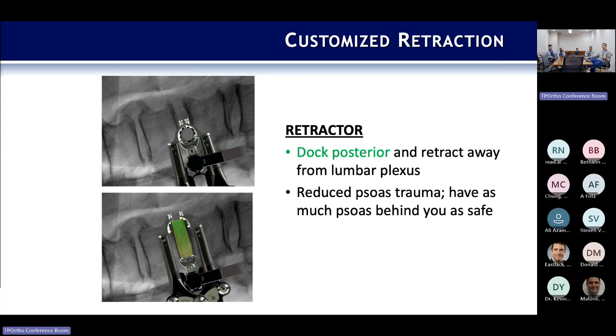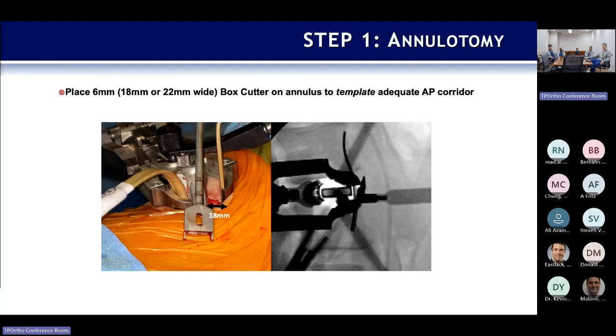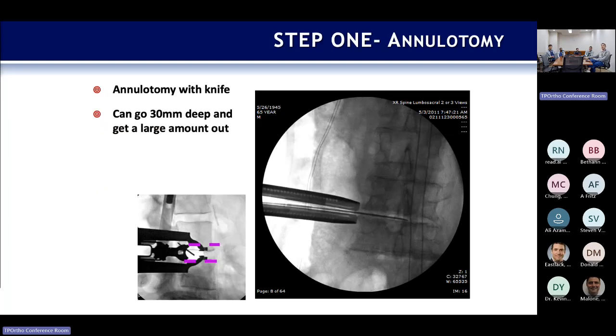So just before you get going, you want to make sure that you have the right window so that you can actually do the procedure you need to do. You can check it with a box cutter or a trial to make sure that the window's big enough. We typically turn it to tell how big the window is. So the first step is making your annulotomy.